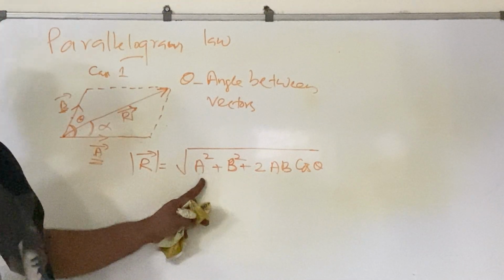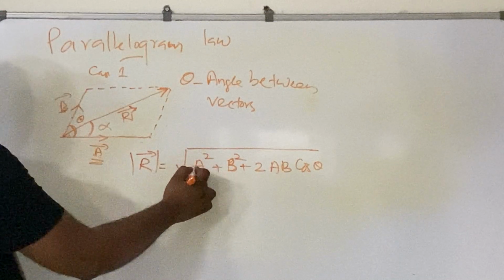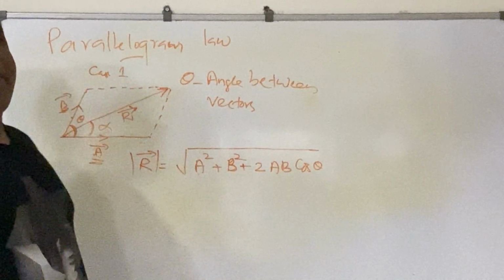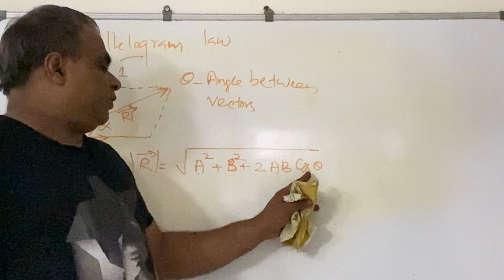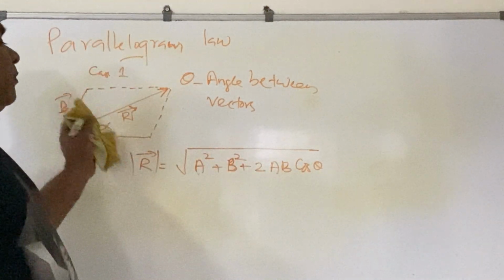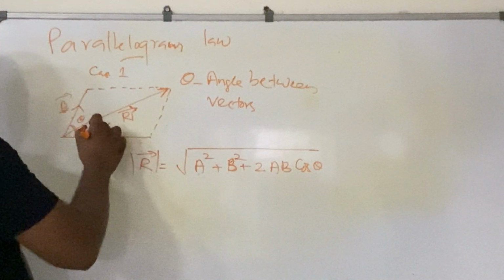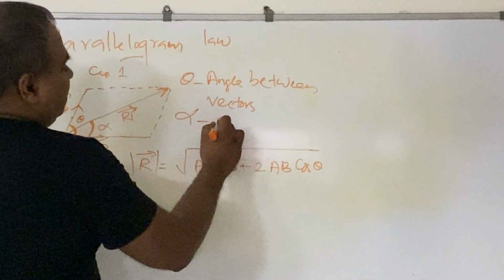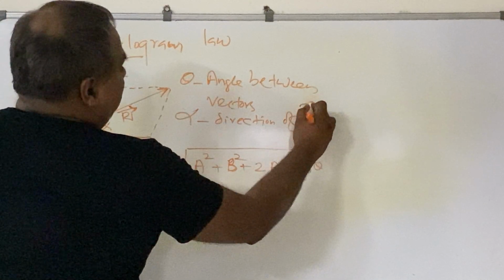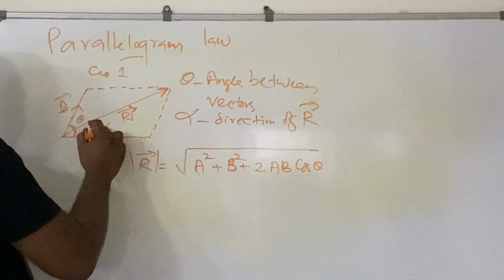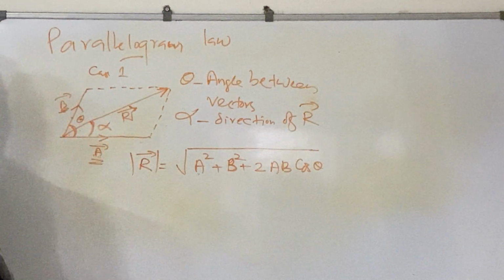What is A? This A means magnitude of vector A. For example, if this is 5 Newton, here you will put 5. What is B? Magnitude of vector B. What is 2AB? Understood. Cos theta. What is theta? Angle between the vectors. Clear? Now one more formula. What is this alpha? Alpha gives the direction of the resultant. See, this resultant vector makes an angle alpha with vector A.